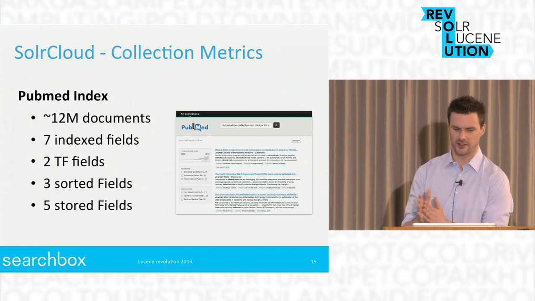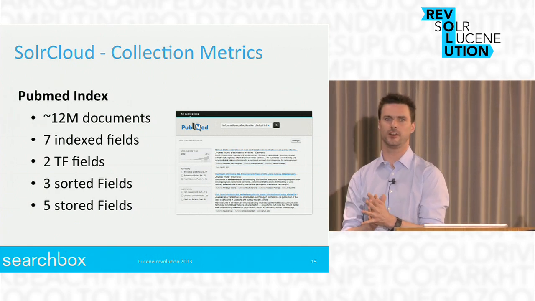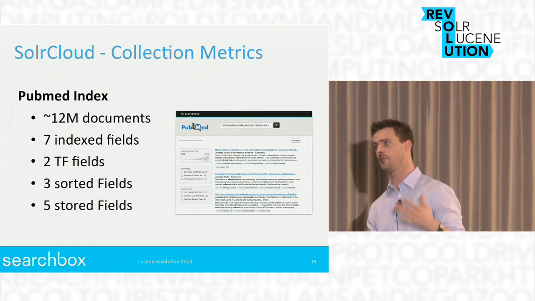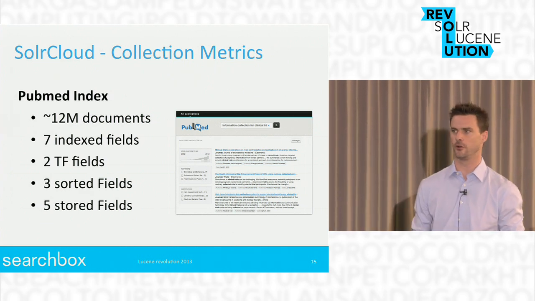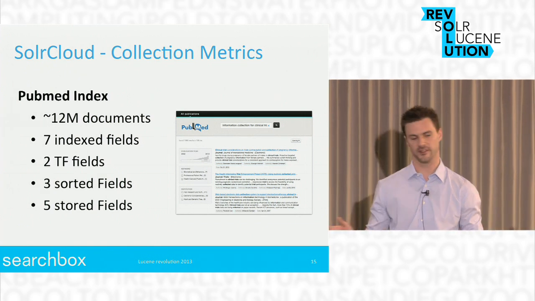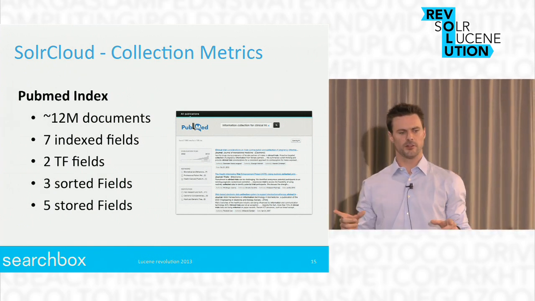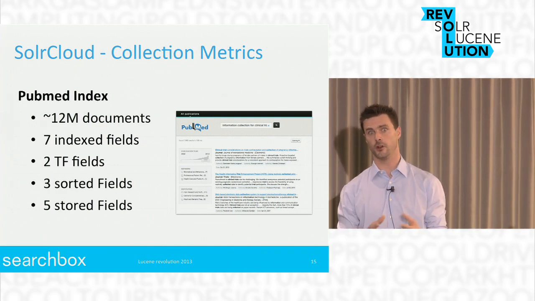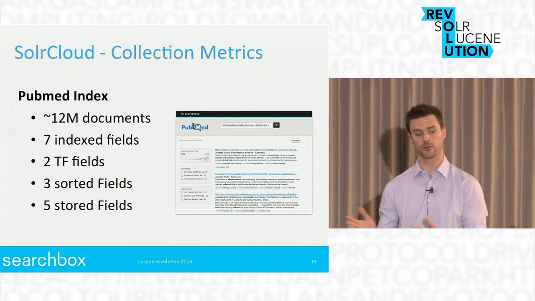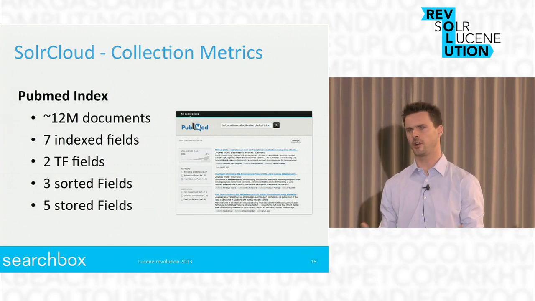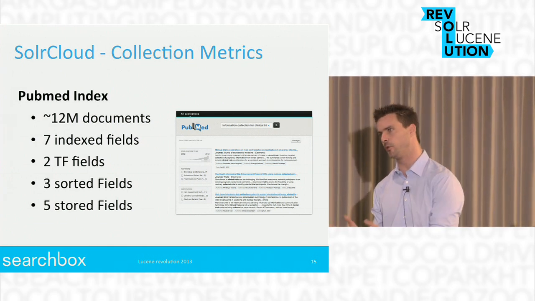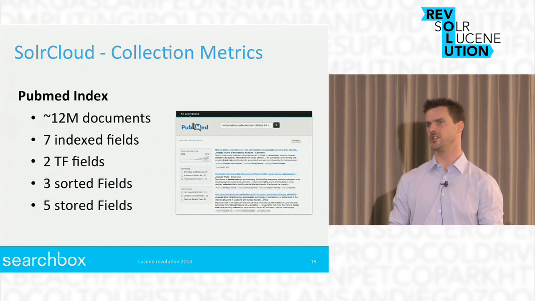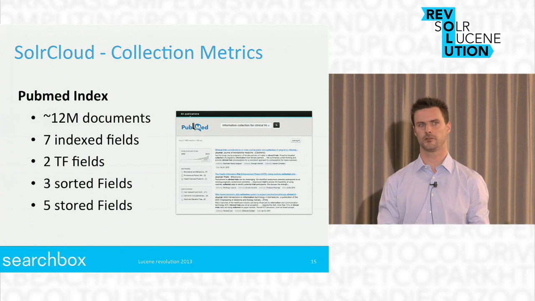All right, let's take a pragmatic example. PubMed. PubMed is a medical publication database in the United States. It's about 12 million documents of abstracts, publicly available. All you have to do is ask the government and they give it to you. 12 million documents. We index 7 fields. For example, 2 fields are using term frequency vectors, 3 sorted fields and 5 stored fields. It's pretty common. It's not a small index, it's not a large index. It's a medium index that you could find pretty much in any intranet network.